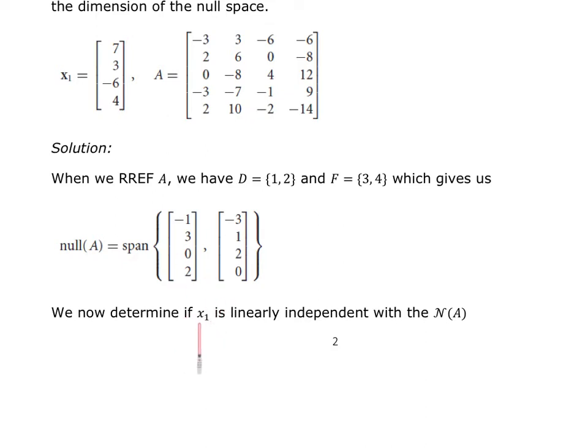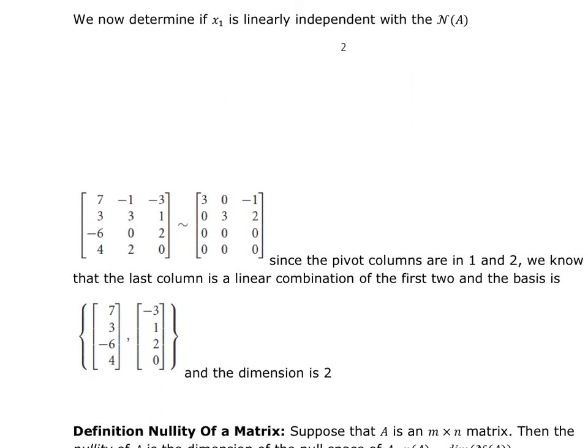Now we have to determine if x sub 1 in this null space is linearly independent. And we also want to know what the dimensions are. So I go ahead and take my x sub 1, that's this right here, and these are the other two vectors that I found for my null space. And when we put this into the equivalent reduced row echelon form, we see that our pivots are in columns 1 and 2, so x sub 1 and our first vector.